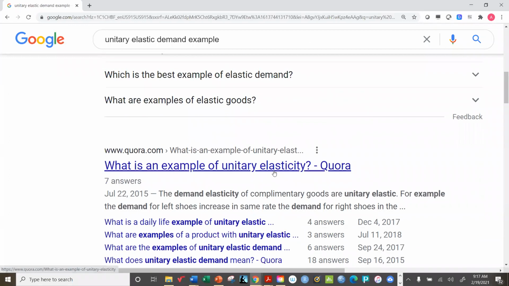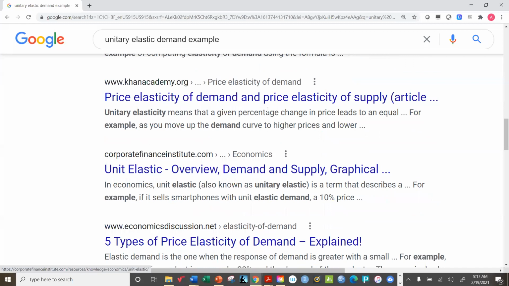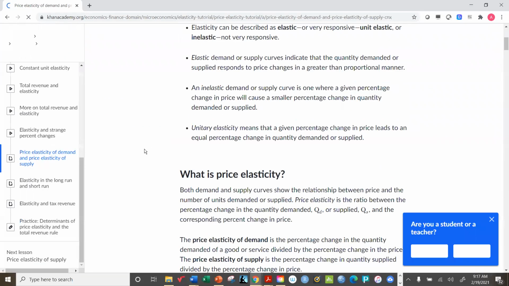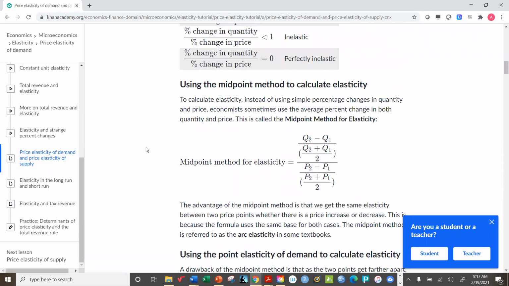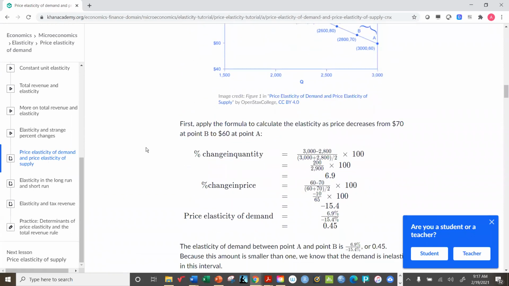Yeah, see, this is nice, but what we wanted was some real world examples. Yeah, they're all doing a nice job of explaining it, but I don't see any actual examples.